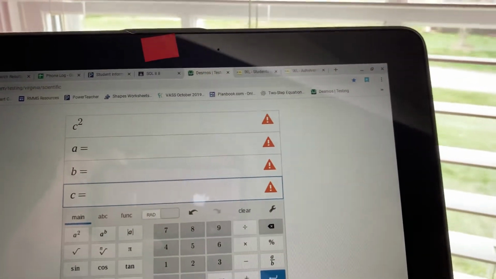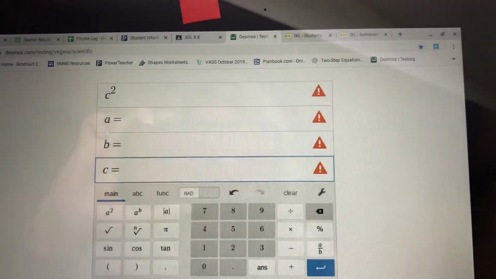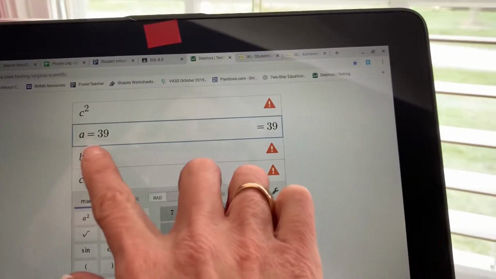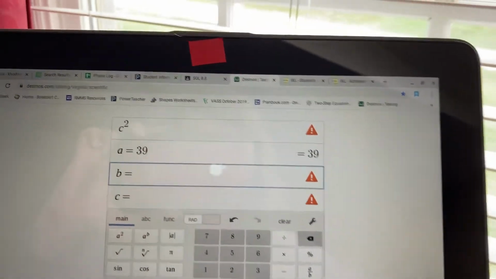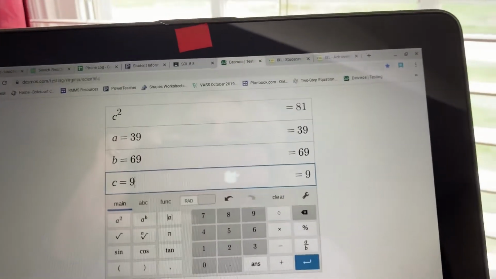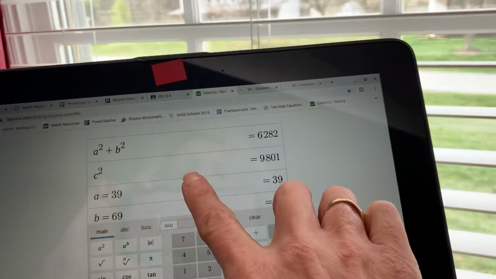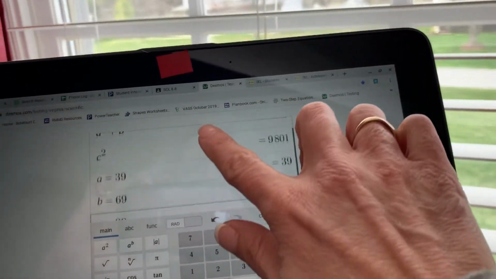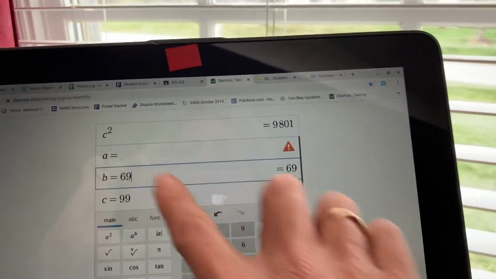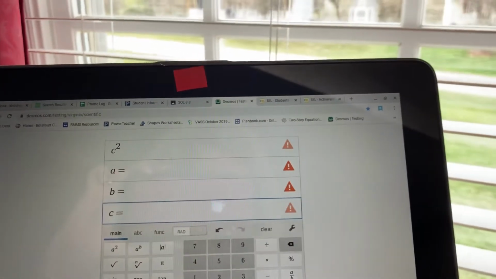Okay, and then for letter C, we've got 39, 69, 99. So A is 39, B is 69, and C is 99. And now if I look, all right, that didn't work either. So it should be answer choice D, but we need to check just to be sure. So let's look at the numbers for D.